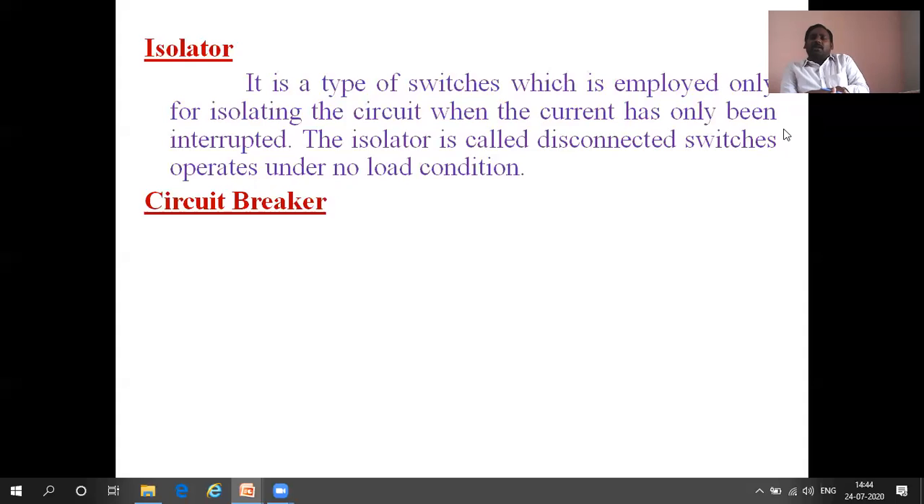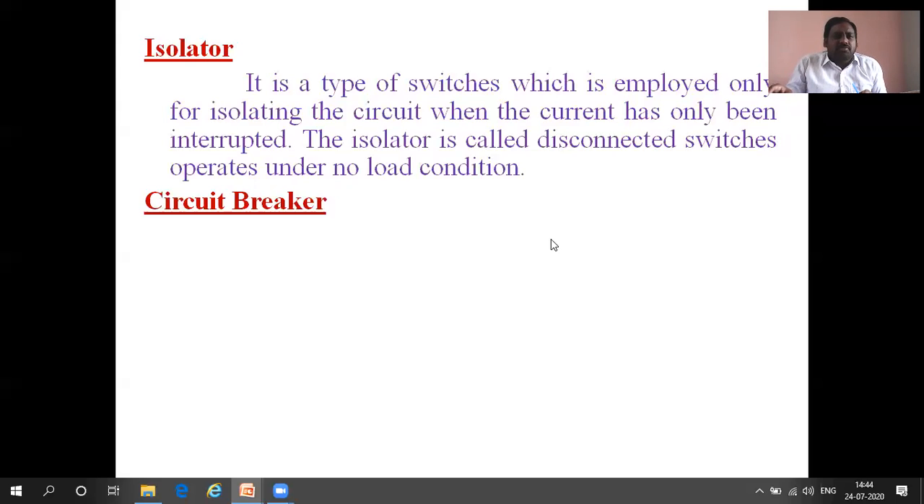Under normal operating condition, it can close. Under abnormal conditions, that means faulty condition, it can open. That's why no current flows to the system. After recovering from the fault, the circuit breakers are again put into operation.